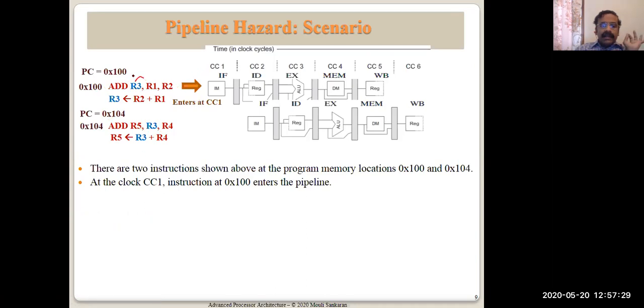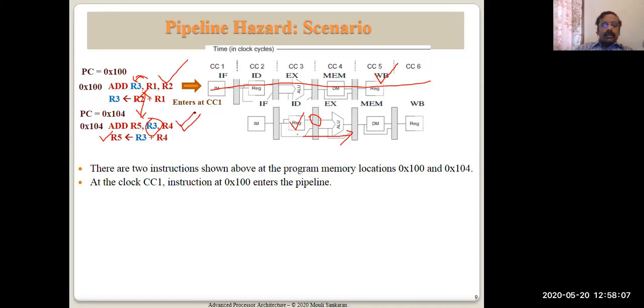This R3 is written into during this cycle when this instruction flows through the pipeline, whereas this instruction wants the operand to be read during this cycle itself, because reading happens during the ID stage. Now suppose I allow this instruction to go further, what will happen? I will have a wrong value of R3, whereas as a programmer I have written it like this, assuming that the result of this addition is available for the next instruction.